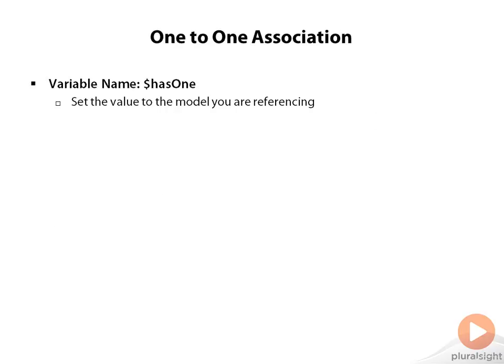For the one-to-one association, we will use the variable name hasOne. We will set the value of our variable to the model that we are going to reference. So for example, if we were in a cake model, we would type public hasOne and then equal to the model that we are referencing. And in this case, we want to reference the cake detail model.